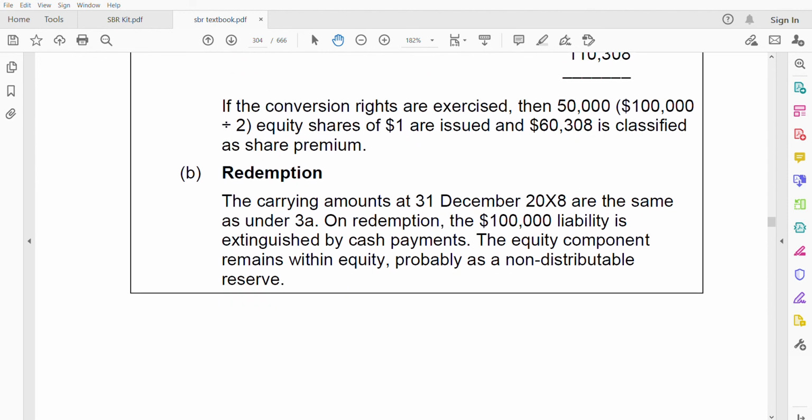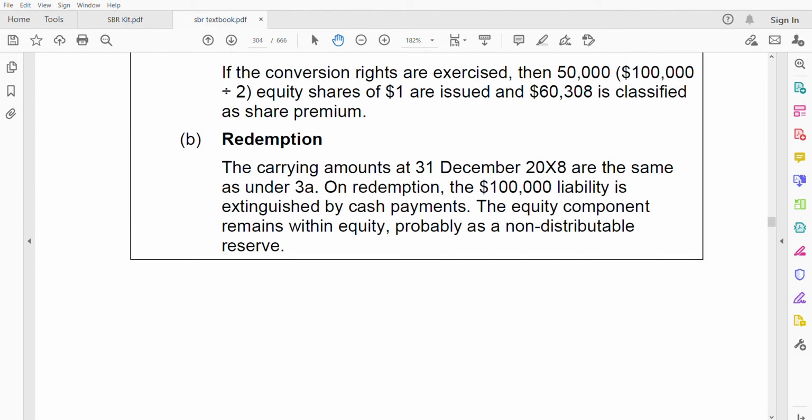Now we are going to the redemption. The carrying amounts are the same under 3A. On redemption, the 100,000 liability is extinguished by cash payment. So when you make the cash payment, this 100,000 will go totally. The equity component remains within equity, as a non-distributable reserve. It will be there under equity. Okay, so we are over with it.